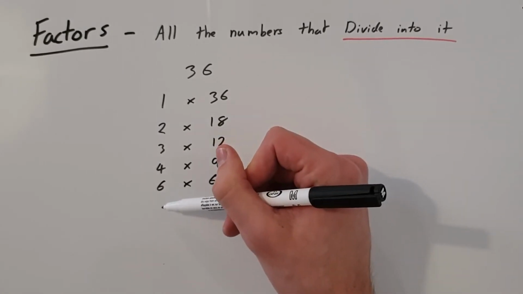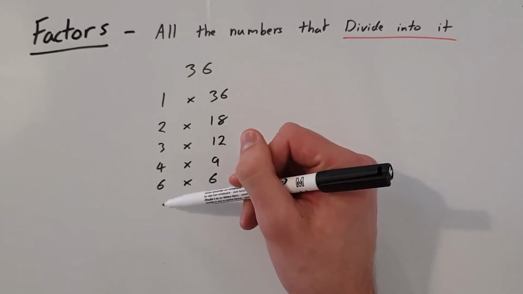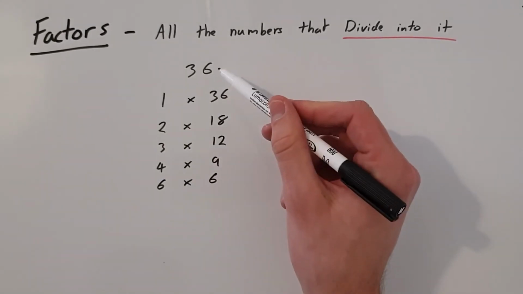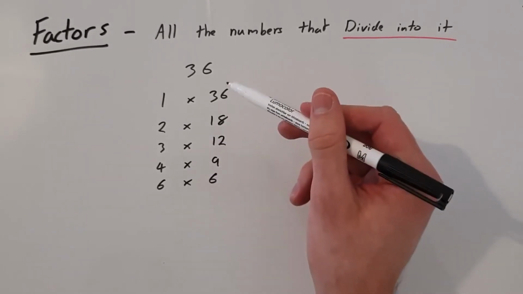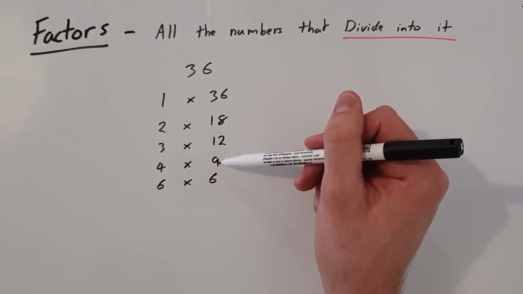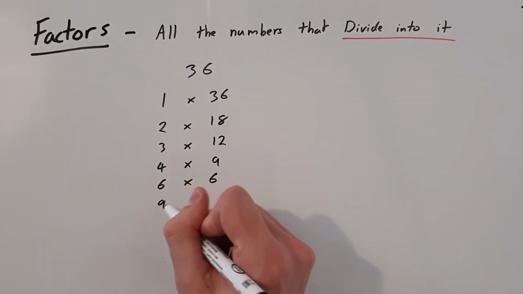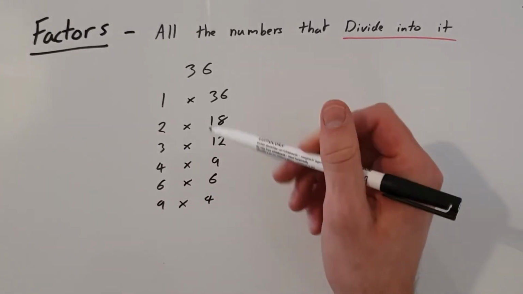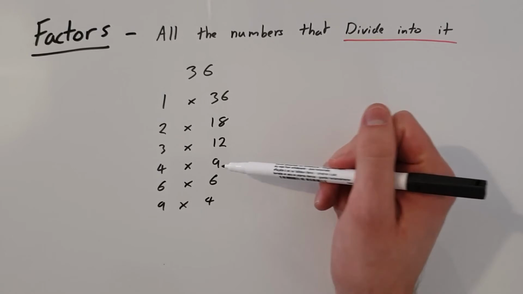If we go on to 7, 7 does not go into 36. If we try 8, 8 does not go into 36 either. 9, so we know that we already have 9 here because 4 times 9 is 36. So I could write 9 times 4, but because it's now repeating one we've already got, now we know it's a good time to stop.